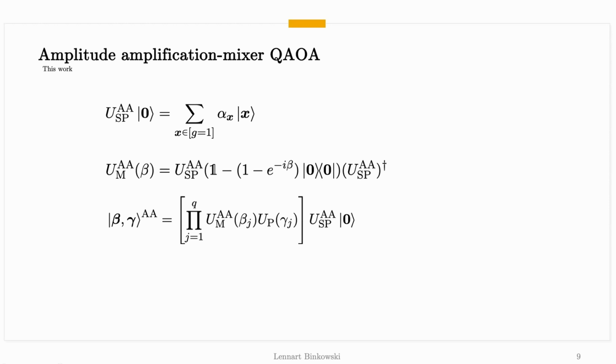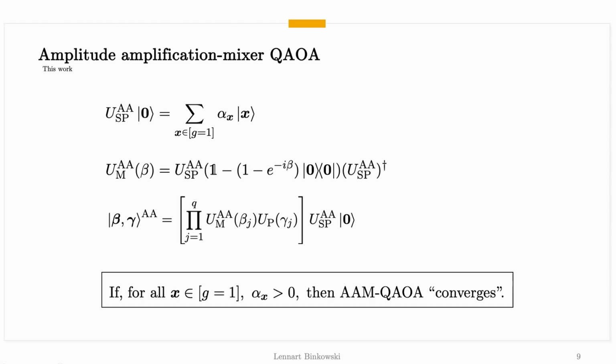So now I can define my amplitude amplification mixer by the exact same expression, namely I sandwich the identity minus (1 minus e to the minus i beta) times the projection onto the zero state between this state preparation routine. And then also define the AAM QAOA in the exact same way. I first apply the state preparation to the all zero state and then alternatingly apply the phase separator and the amplitude amplification mixer.